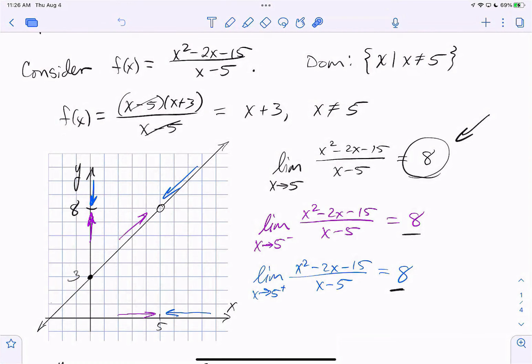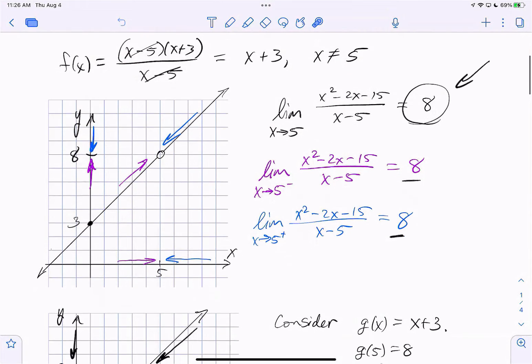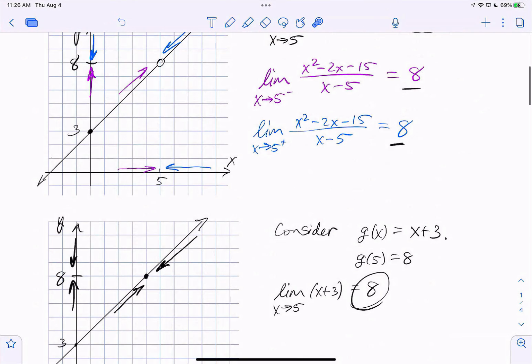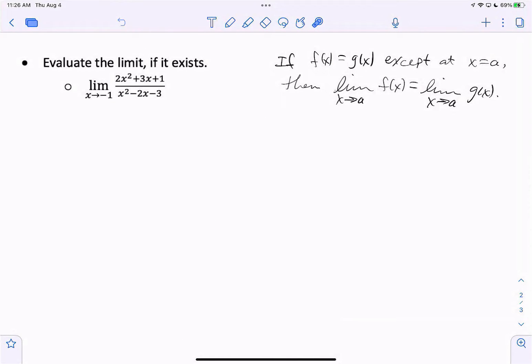We looked at the function x squared minus 2x minus 15 over x minus 5. We saw we could divide out a factor, and after dividing out the factor, we had f of x equal to x plus 3 as long as x didn't equal 5. And the limit we ended up with was the same as the limit we got for g of x equals x plus 3, right? So the bottom line here is that if I can eliminate a problem factor, then substitute, that's exactly what I'm going to do.